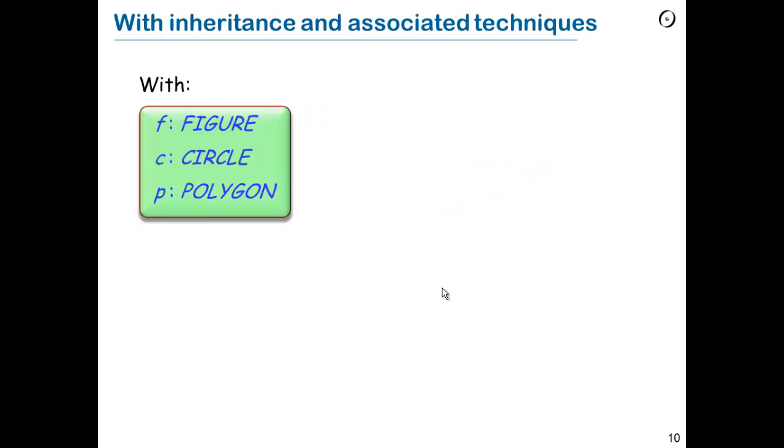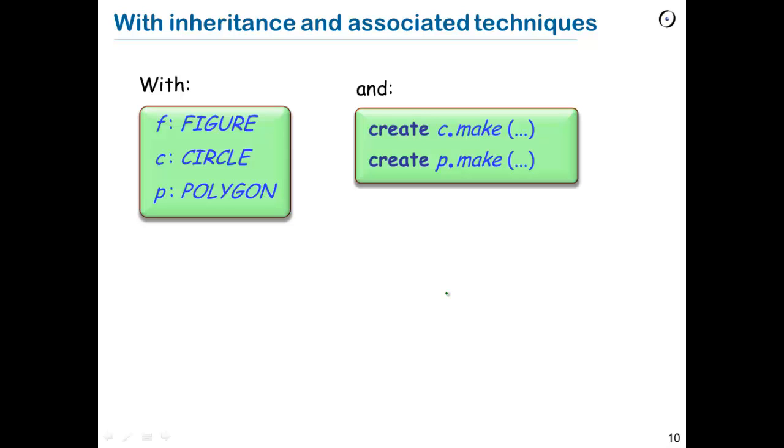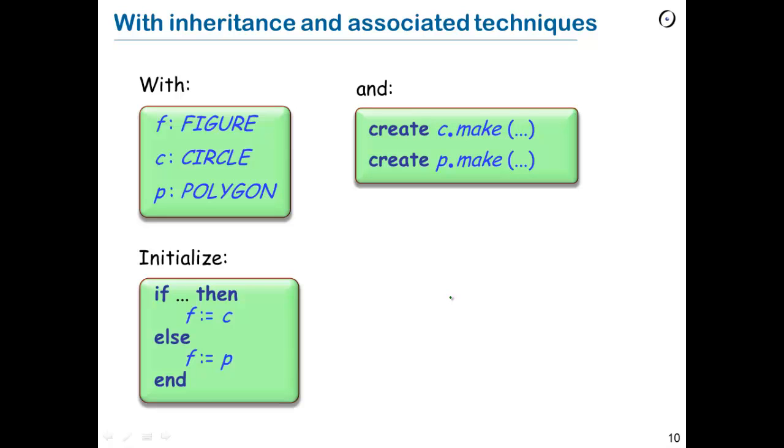With the techniques that we have now studied, inheritance with redefinition, polymorphism, and dynamic binding, we have a much more elegant and scalable solution. We are going to have some variables representing the different possibilities, like f of type figure, c of type circle, p of type polygon, and of course I'm only taking 2 variants of figures, but this scales up to any number. At some point we need to create objects of the appropriate types, a circle and a polygon here.